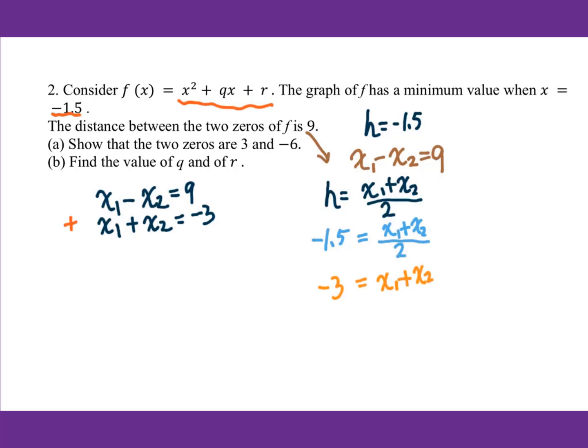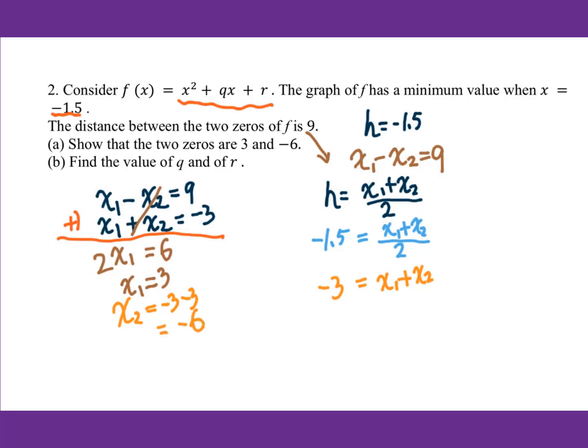I add together. You will get 2x1 equals 6. So x1 equals 3. Therefore, your x2 equals negative 3 minus 3. You get negative 6. That's we finish proving for a. Show the two zeros are 3 and negative 6.